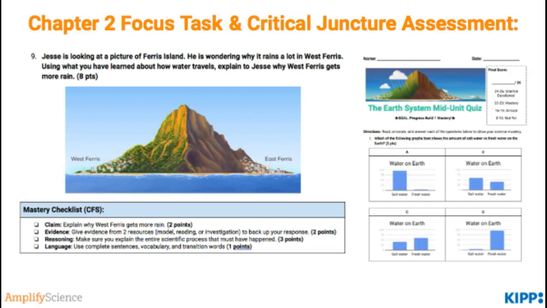Students will finish off this chapter by taking a critical juncture assessment. Within this assessment is the written response for Progress Build 1. The question is, Jesse is looking at the picture of Ferris Island. He is wondering why it rains a lot in West Ferris. Using what you've learned about how water travels, explain to Jessie why West Ferris gets more rain.